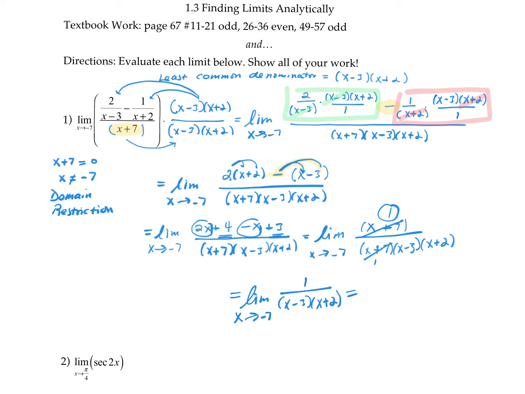So we drop the limit notation, and we have 1 over -7 minus 3 times the quantity -7 plus 2. And just do your math carefully. So 1 over -10, because -7 minus 3 is -10. And then in the other set of parentheses, -7 plus 2 is -5. So our final answer is 1 over 50. And leave it as a fraction, no decimals, okay?